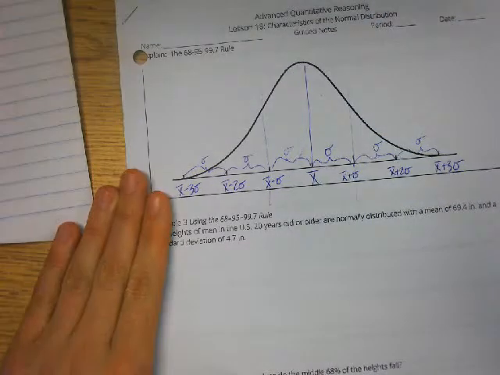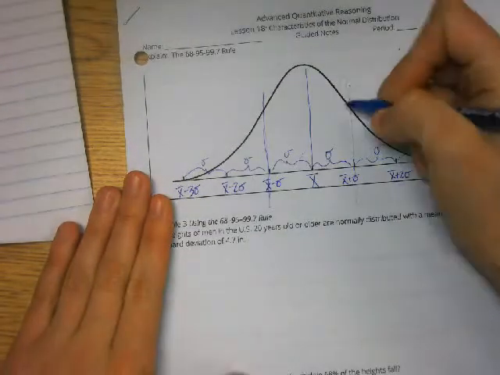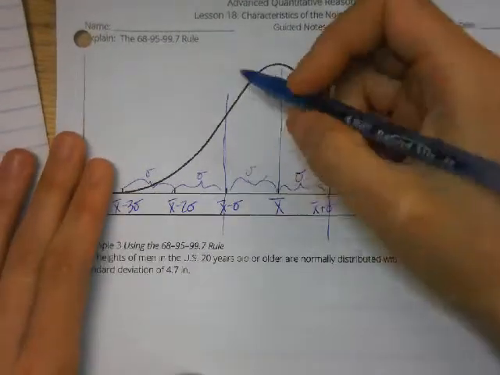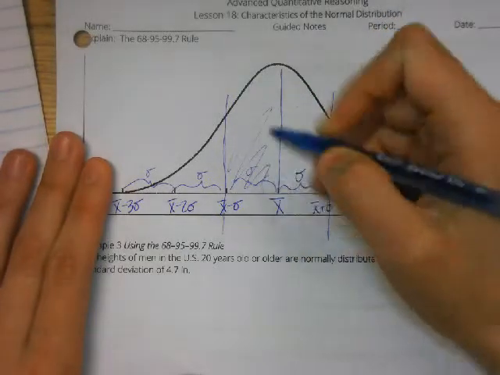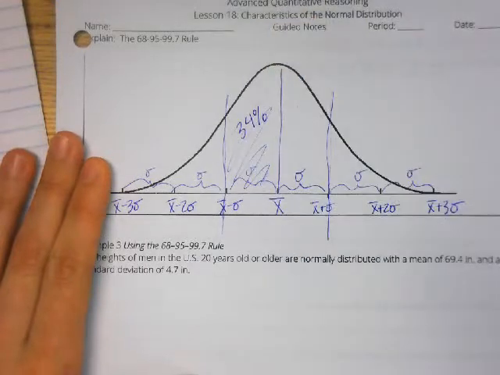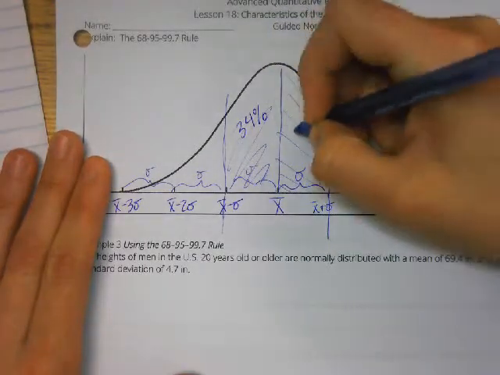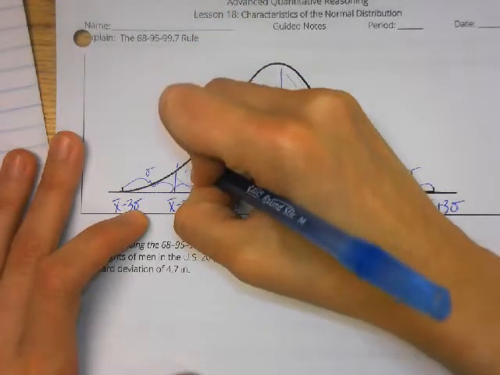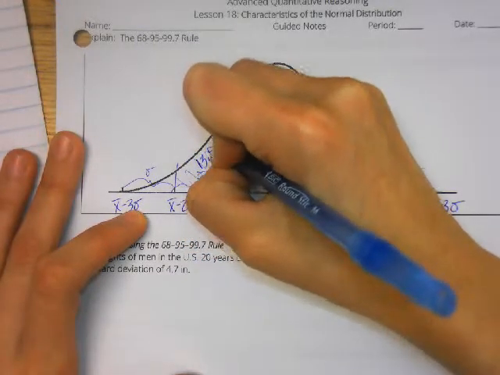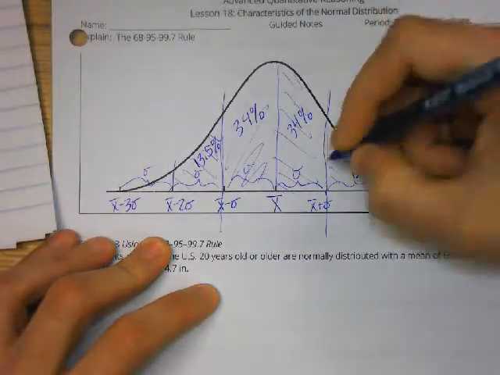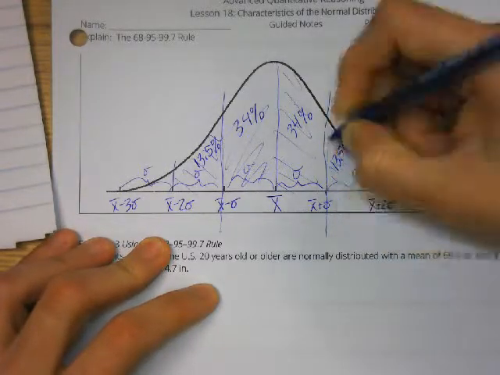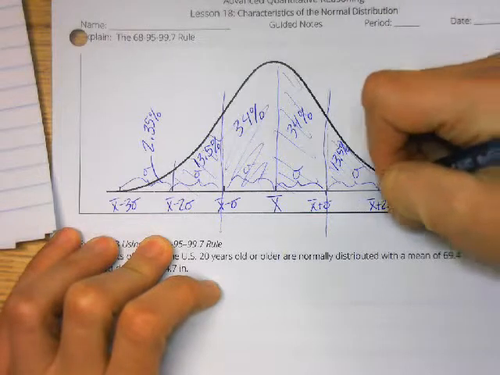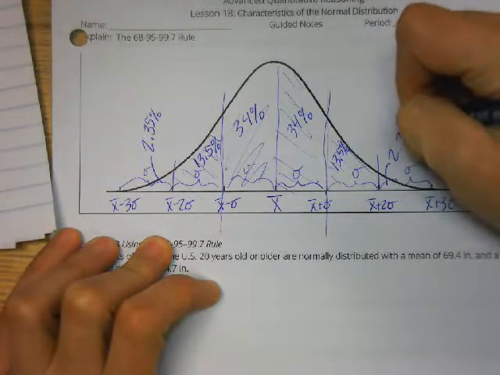Okay? And what makes them special is that we know there's some math in the background, but after that math, we determined that 34% of the data is in this piece, 34% of the data is in this piece, okay? 13.5% is in here, 13.5 is in here, and the two tail pieces, this is 2.35, and this tail piece is 2.35%.